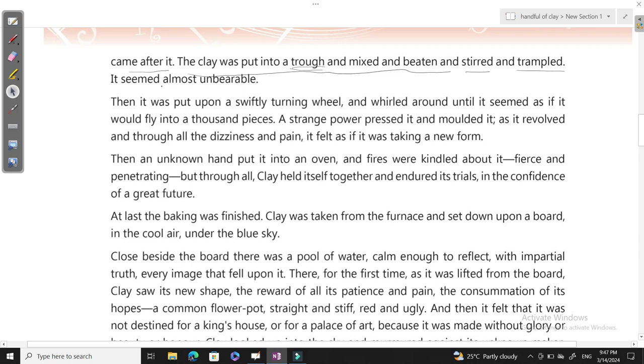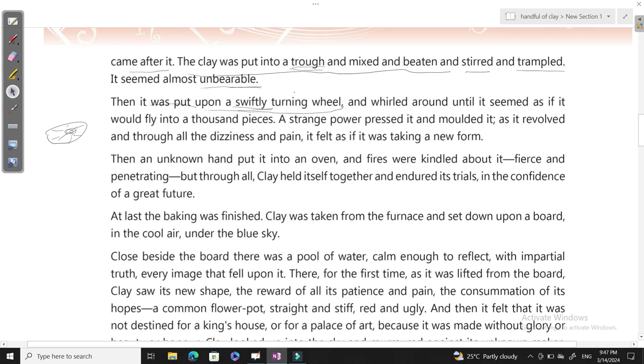Sometimes we get even unbearable things that we cannot bear. So at that time we should not lose hope, as here the clay did not lose hope. Then it was put upon a swiftly turning wheel. As the process started, swiftly means speedily or very rapidly turning wheel. As a potter, we know that a potter's wheel, in the first page we have seen that the potter moves it and keeps a lump of clay on it and gives shape the same way.